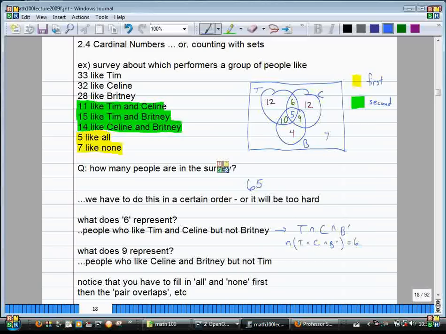So notice that we can use intersect basically to list every single property of a particular person or a particular set. T intersect C intersect B complement says people who like Tim, people who like Celine, and people who don't like Brittany. So all 3 of those have to be true, as opposed to union where you'd be collecting everyone all together. So all 3 of these are true about every single person.